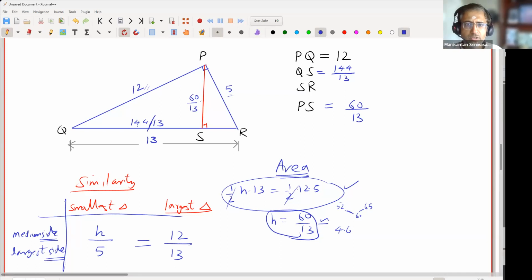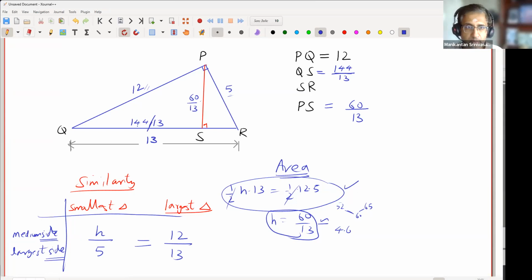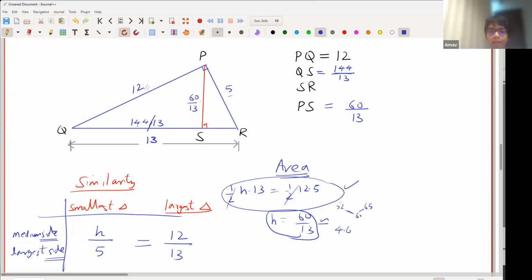So you're comparing the small triangle with the medium triangle, correct? Small with the big. But in the big triangle, QS won't even be part of the big triangle. Yeah, exactly. So I didn't find all of that. So how did you arrive at 144 by 13? Arnav, can you explain? I didn't get 144 by 13. I just directly gave the answer 60 by 13. 60 by 13 is PS.